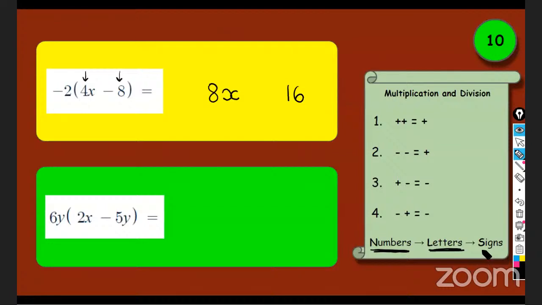Who's last on the list? Signs. Now remember, this 4 is already positive. I should already write it in. I should have written that in at the beginning of the question. Let's do the signs last.